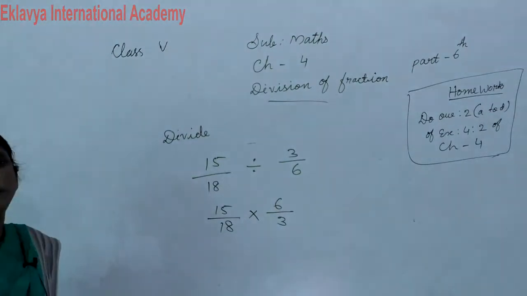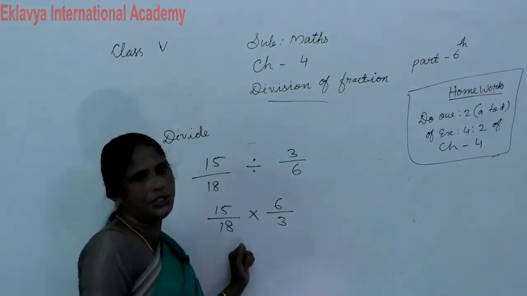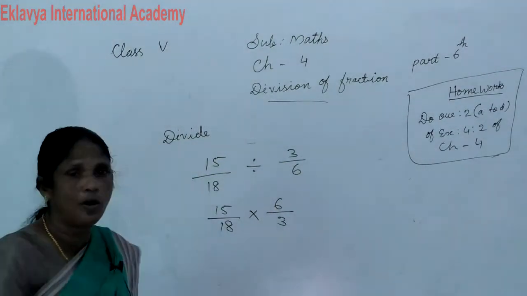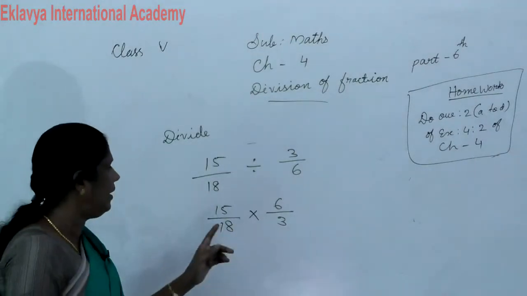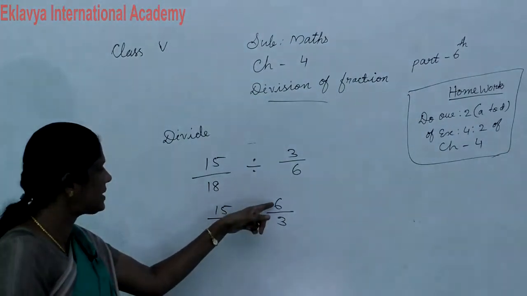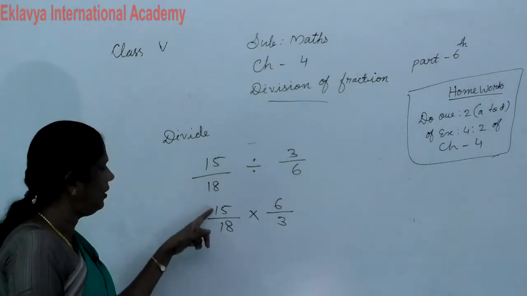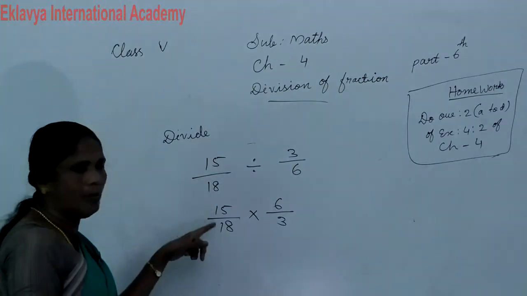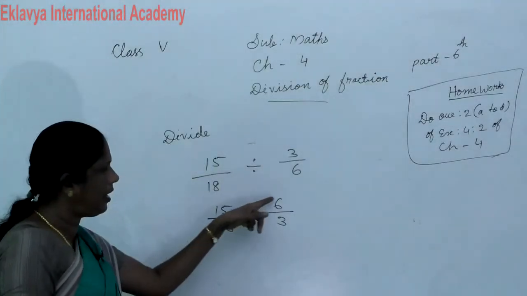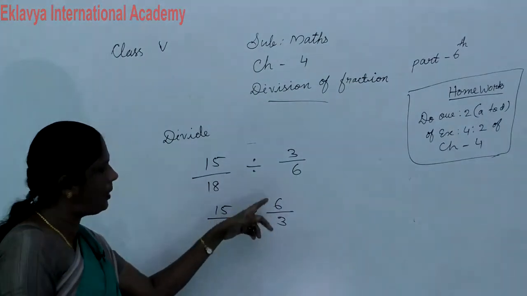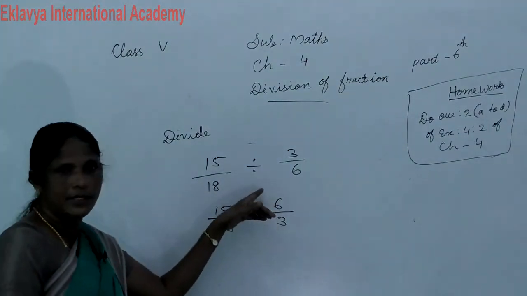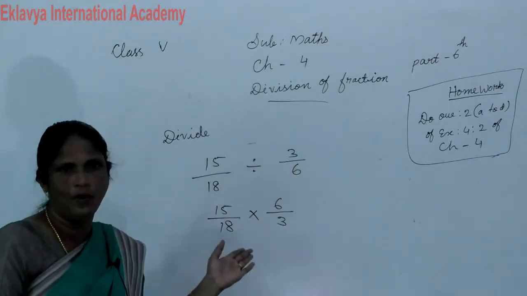Now we follow the multiplication rule. First you check for any common factor here. Yes. The common factor of 6 and 18 is 6. Here also, for 15 and 18 the common factor is 3. Here also 3 is the common factor of 3 and 6. Anyway you cut this. Okay.